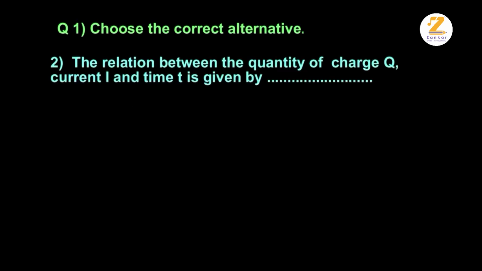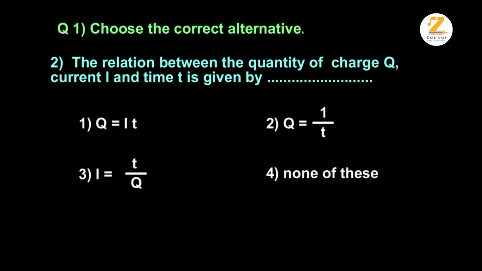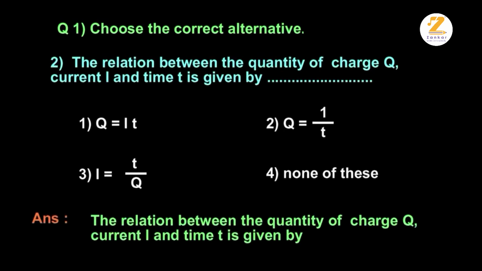The relation between the quantity of charge Q, current I and time T is given by dot dot. Option 1, option 2, option 3, option 4. And the correct statement: the relation between the quantity of charge Q, current I and time T is given by Q is equal to IT.